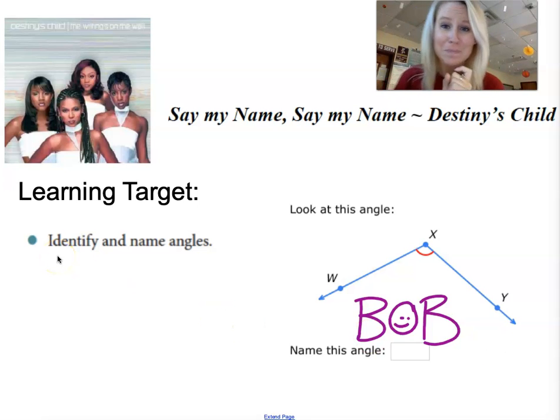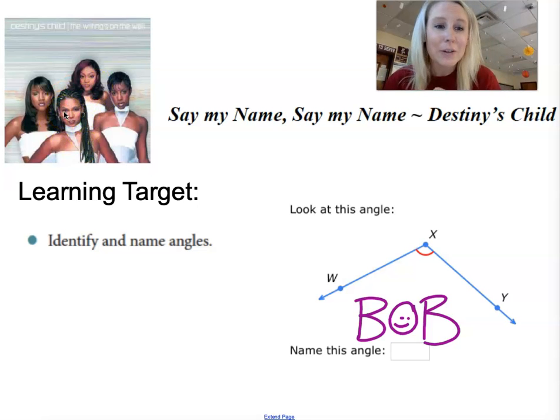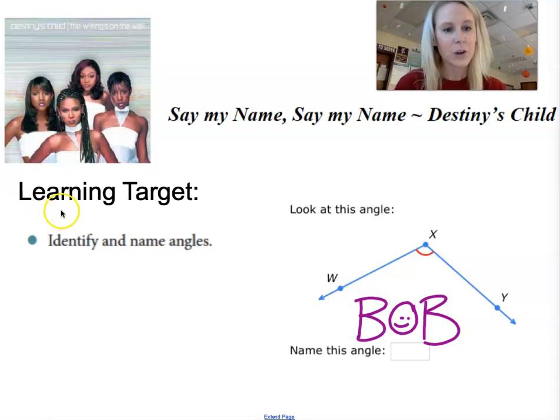Okay, so probably none of y'all know about Destiny's Child, but look at Beyonce up here in the front. So today we're going to be learning how to name angles, hence Say My Name from Destiny's Child. Y'all should look it up. So our learning target, again, is to identify and name angles.